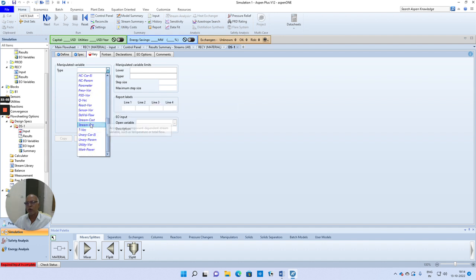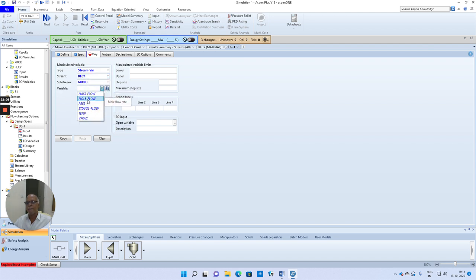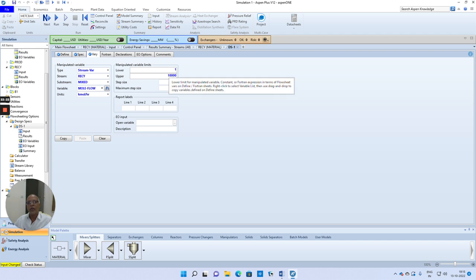It's a stream variable, like what we did earlier. The stream is recycle, and the variable is flow rate, mole flow. So I'll say something like, we already have the idea about the solution, 1 to 1000 or maybe 10,000, doesn't matter. What I expect to do in design specification is to provide a range of values within which the solution is likely to appear. This is much easier for us compared to sensitivity. So you can start with maybe a small value and a very large value, so it will take care. So you can see once again, all the required input is complete. We should be able to run the problem.